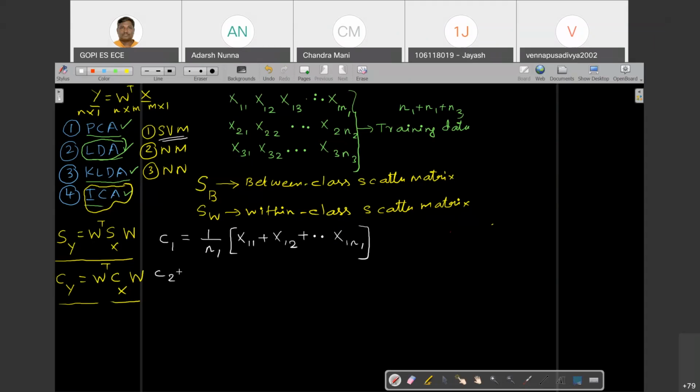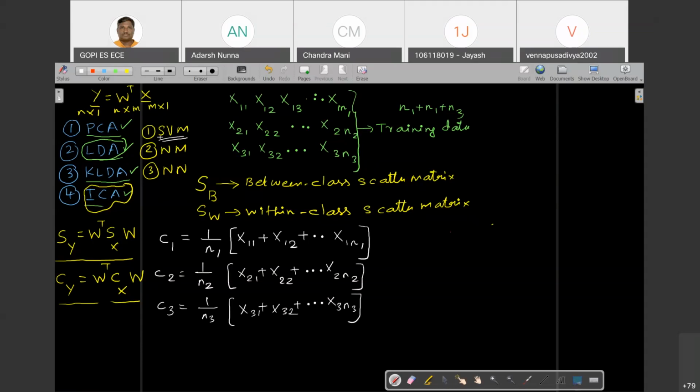And similarly, we can do 1 by n2, we have x21 plus x22 and so on up to x2 n2. So this is going to be C2 here, and then we have C3, which is 1 by n3, right? So we have x31 plus x32 and so on up to x3 n3, like that, right? We compute the overall centroid also, which is C, given as 1 by 3 times C1 plus C2 plus C3.